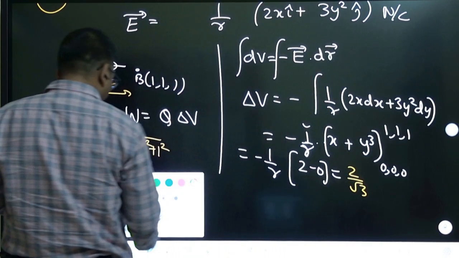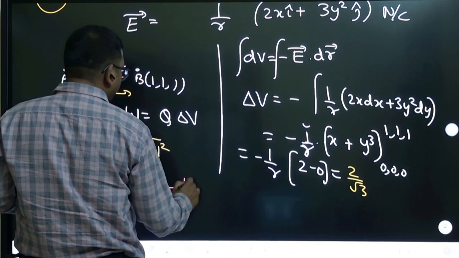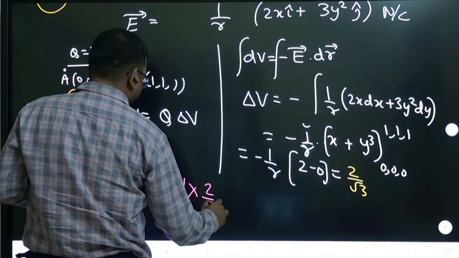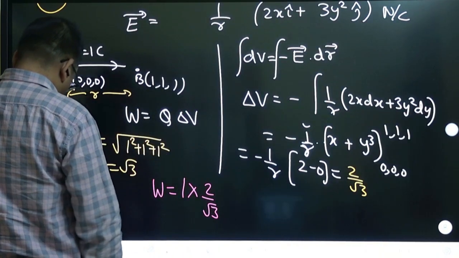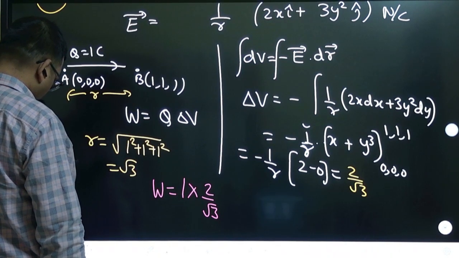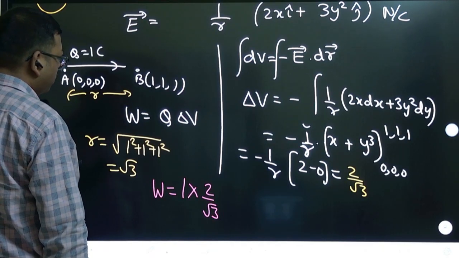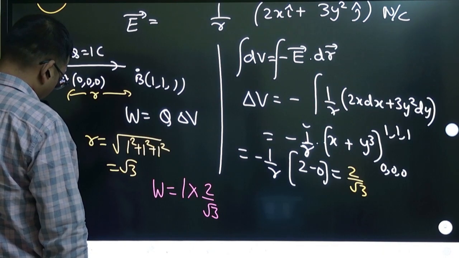So now let us calculate work done. Work done is equal to charge. Charge is 1 coulomb into this 2 by root 3. So what is the answer here? Root 3 is not there.